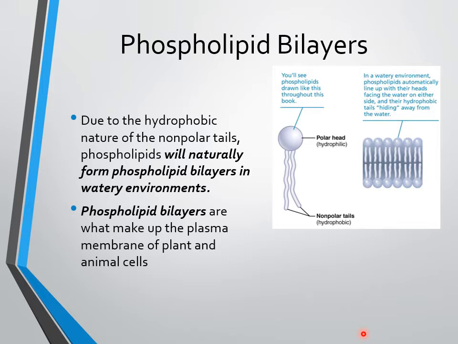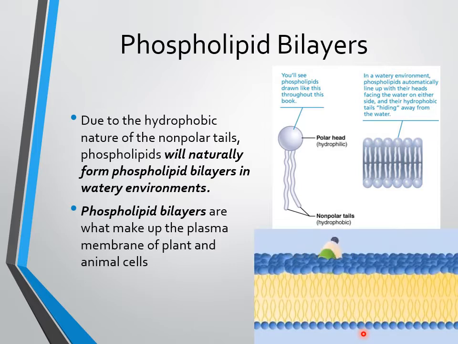Phospholipid bilayers are what the plasma membrane is made up of in both plants and animals. I know you've always learned that plants have a cell wall, but they also do have a cell membrane just buried underneath that cell wall. And there you go. Here are our phospholipids. And we'll talk about this more when we get into the cell membrane.